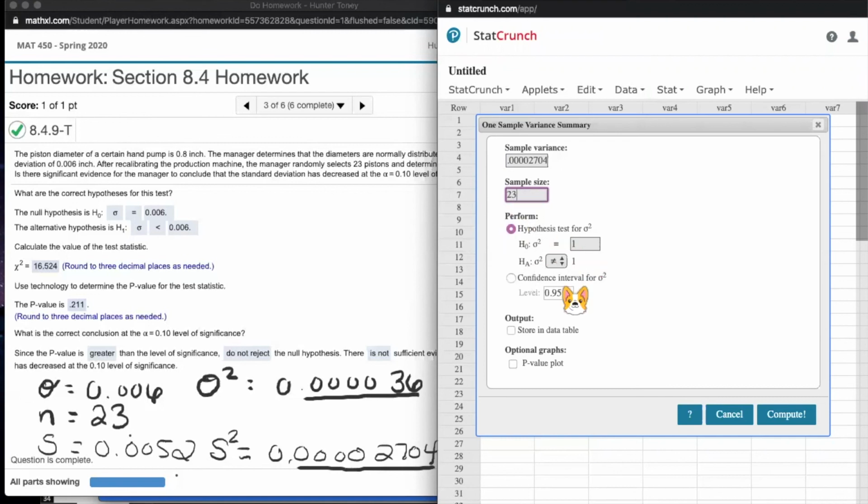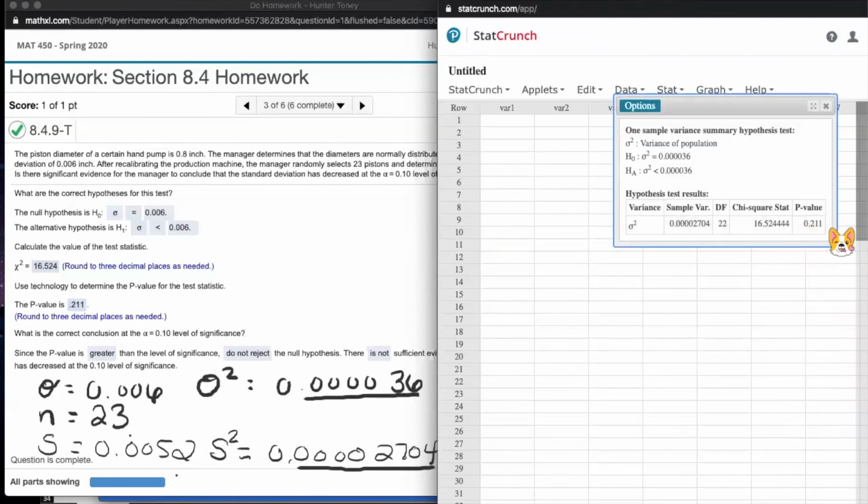Then we want our hypotheses to match our sigma squared. So instead of putting in 0.006, we have to put in 0.006 squared, so 0.000036. And then we want to make sure our signs are correct. We want our sigma squared to be less than, as our alternative hypothesis. Once everything is set up correctly and you double check your numbers, we can hit compute and we'll get the same outputs that we just got from doing it manually.